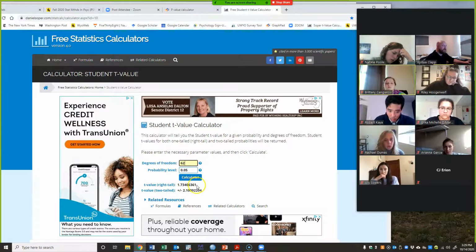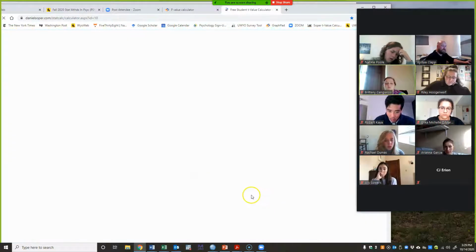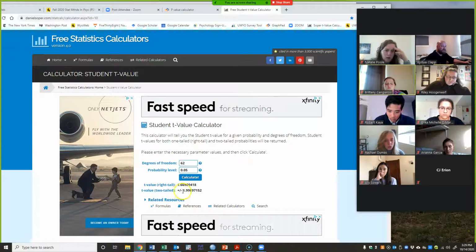So if I've got some weird off-brand case, let's say I need 62 degrees of freedom, that's not going to be on your table. I just calculate it. So my critical t is going to be 1.2 here, right?